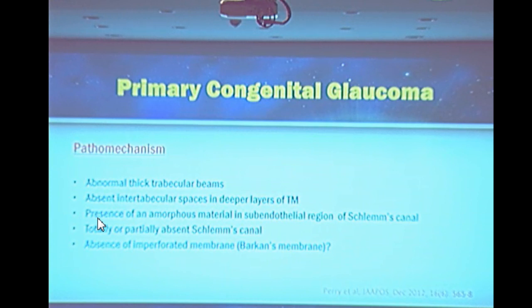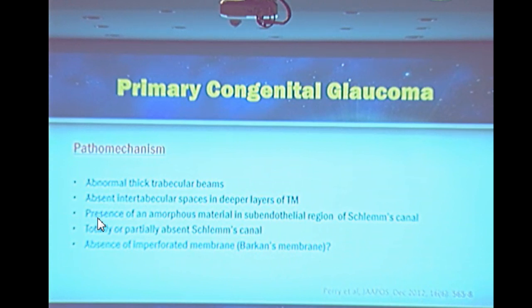Again, when you look in the textbook, you'll find that one of the pathomechanisms is the presence of what is called Barkan's membrane. This was in the mid 40s of the last century. Based on this, he invented the goniotomy as a solution for this problem. He said that there is an imperforate membrane covering the trabecular meshwork, preventing the aqueous humor from going through the trabecular meshwork. However, this hasn't been proven histologically up to now, or even with electron microscopy.